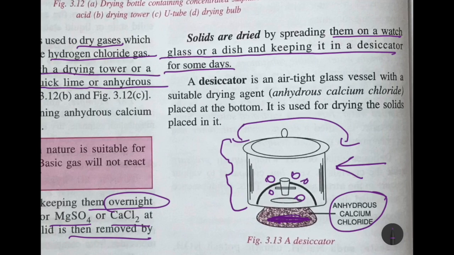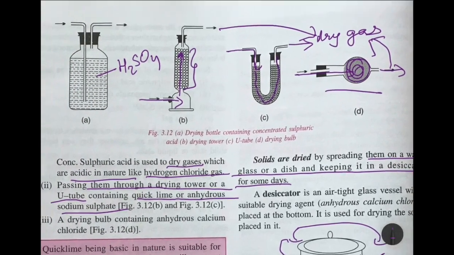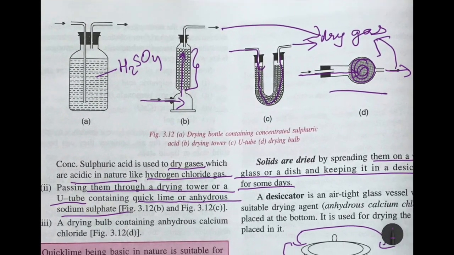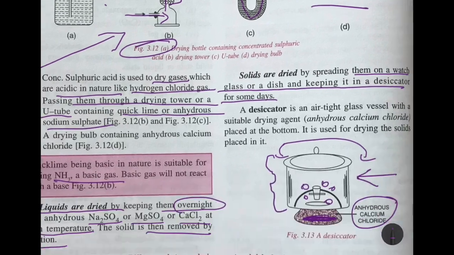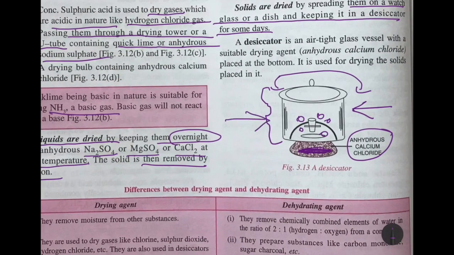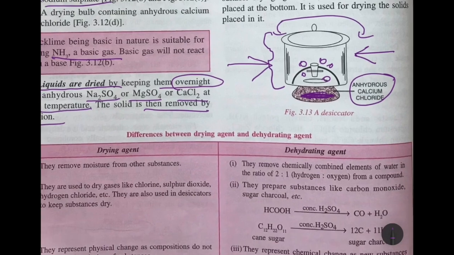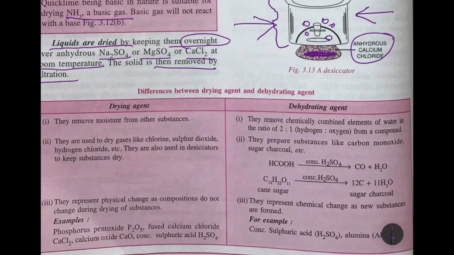I've already given you the assignments in the middle of this upload. You will draw the diagrams that are given here, the drying bottle containing concentrated sulfuric acid, figure 3.12 as well. All 4 diagrams, and of course I nearly forgot, you draw the diagram of a desiccator as well. We already talked about drying agent and dehydrating agent. Please go through the difference that is given in this table.